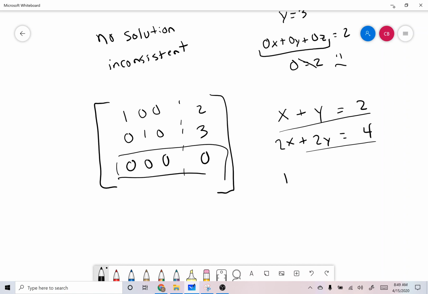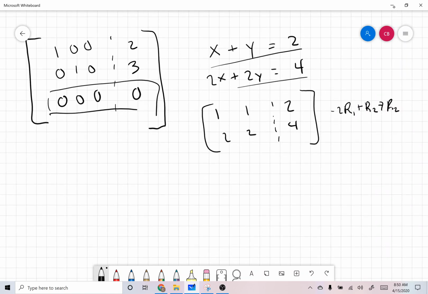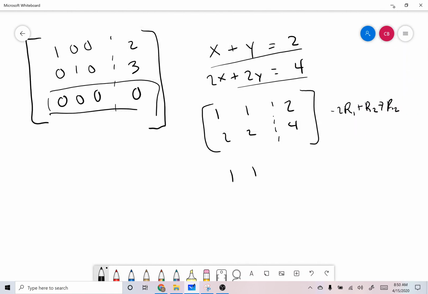So watch what happens. If I do 1 1 2, and then 2 2 4, and I do -2 times row 1 added to row 2 yields row 2, because we're doing Gauss-Jordan, then what I get is 1 1 2. -2 times 1 is -2, added to this 2 is 0. -2 times 1 is -2, added to this 2 is 0. -2 times 2 is -4, and -4 plus 4 is 0.